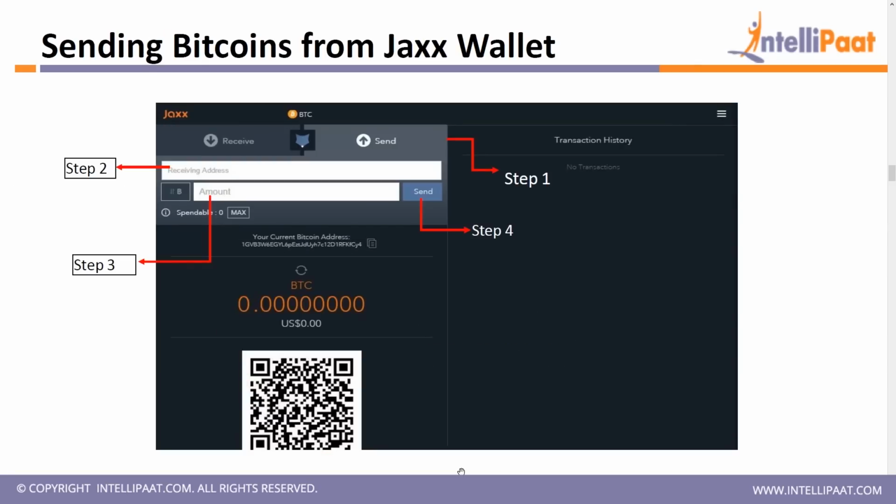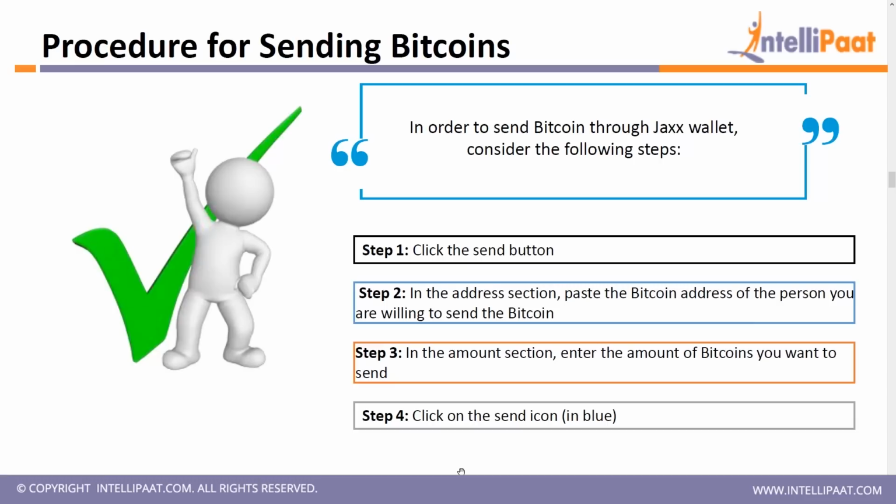So when you start sending your Bitcoins from Jaxx wallet and you click on send, you have to enter the recipient address, the amount of Bitcoins you want to transfer, and then you have to click send in order to send the Bitcoin. So the procedure for sending the Bitcoin, as is summarized in the last picture, using the Jaxx wallet, you have to click on the send button.